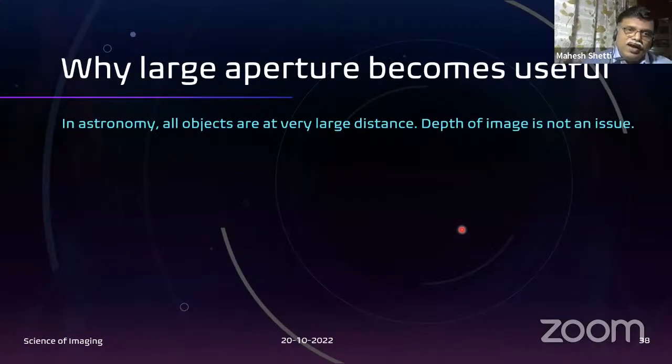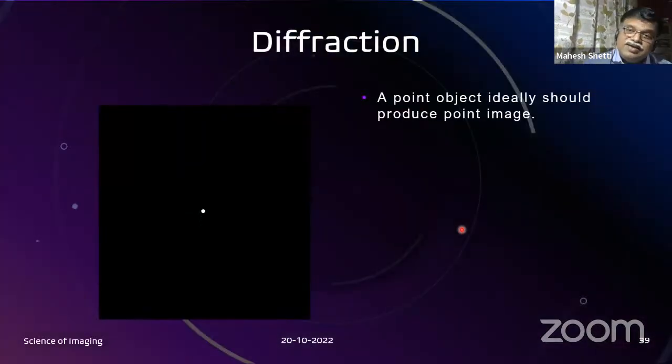Okay. Now, why does a large aperture become useful? In astronomy, all objects are at very large distances, so depth of image is not an issue. But there is another importance. That importance is because of diffraction.